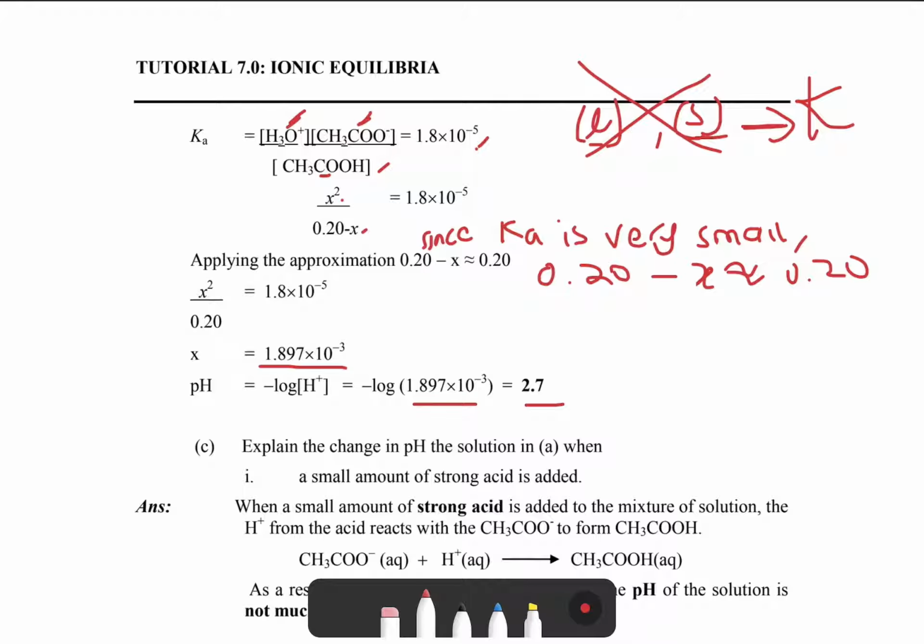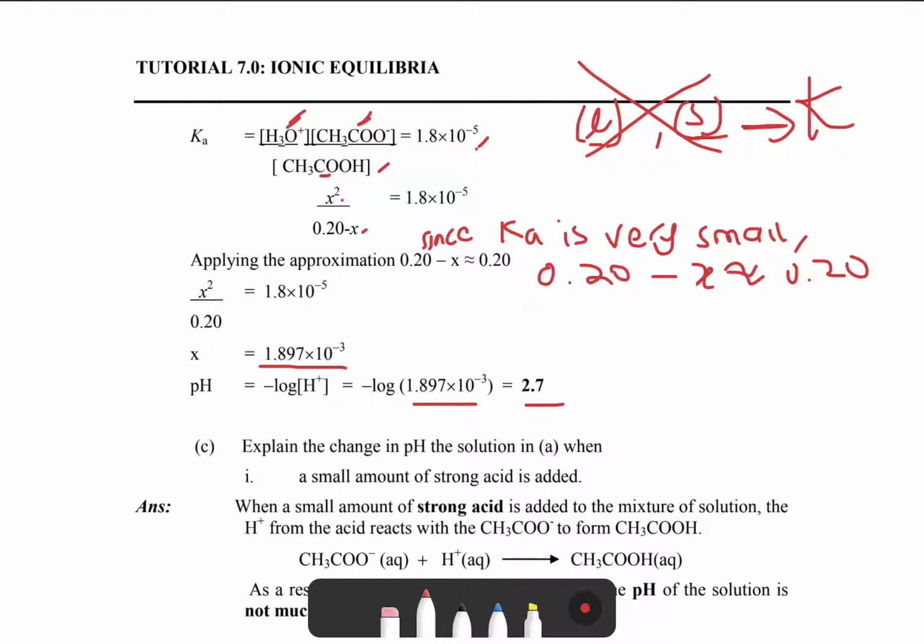C. Okay, C explain the change in pH when a small amount of strong acid, maksudnya a few drops lah, dia bukan one bottle kasih masuk dalam itu solutions. Okay, if a small amount, a few drops of strong acid is added to the buffer solutions, what happened to the pH? Okay, so buffer solutions, jadi madam lukis lah.